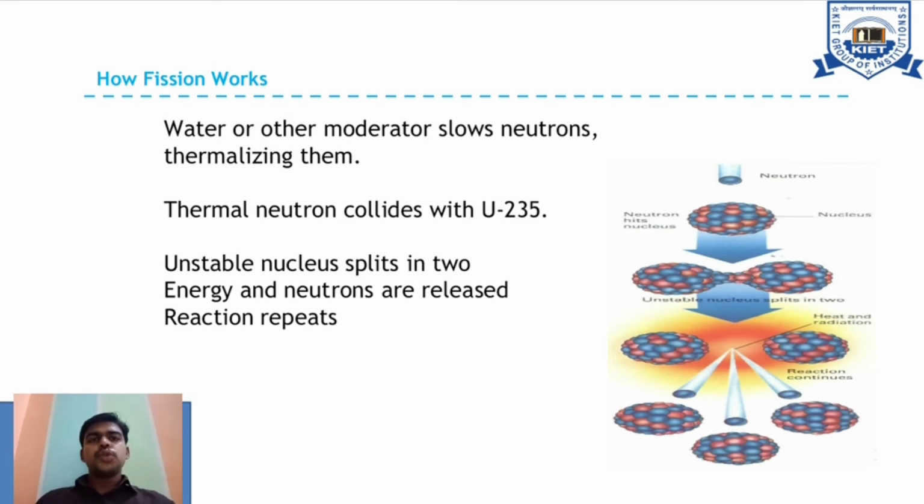Here comes how fission works. Water or another moderator slows the neutrons, and uranium-235 goes through various processes starting from the neutrons. Look at the diagram. A neutron hits the nucleus, producing an unstable nucleus, then the separation of the nucleus. It splits, releasing energy, and neutrons are released to repeat the reaction. So this is the working scenario of fission.